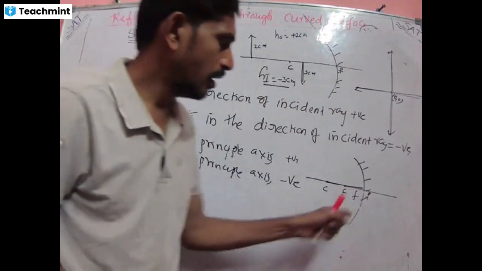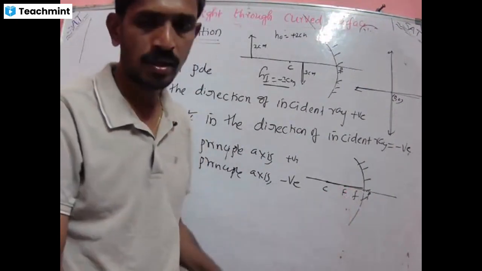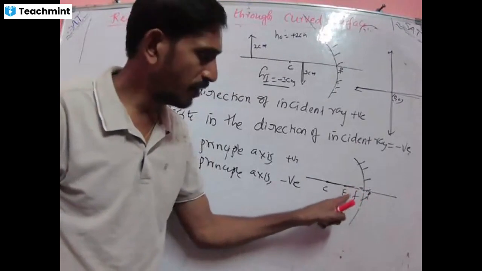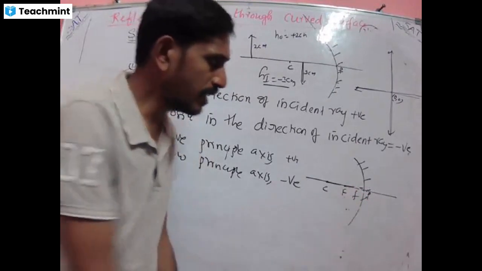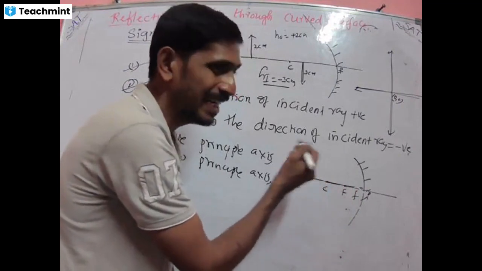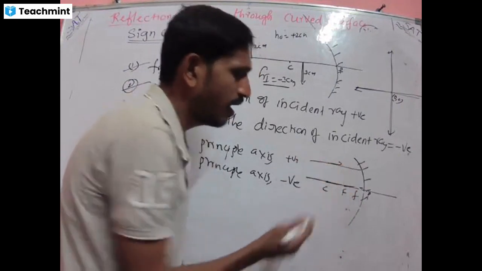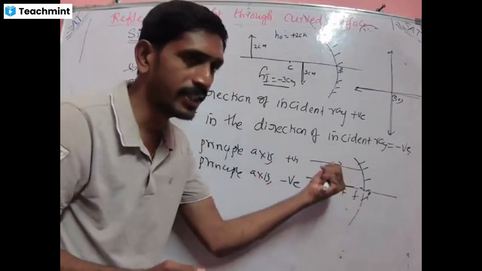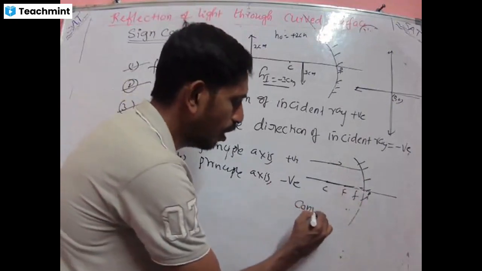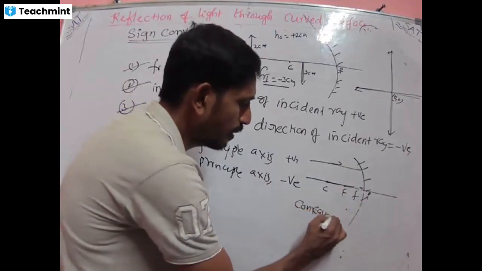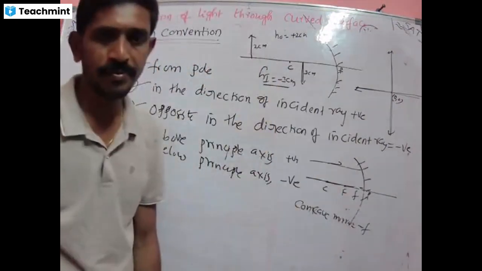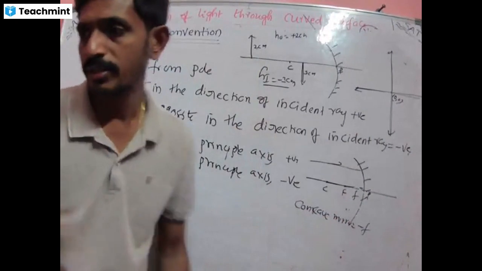Can you tell me what the focal length is here, negative or positive? Here we are measuring the distance from the pole to the focus. But the incident ray is going in this direction, and we are measuring opposite to the incident direction, so the focal length is always negative. It's very important. For a concave mirror, the focal length is always negative.